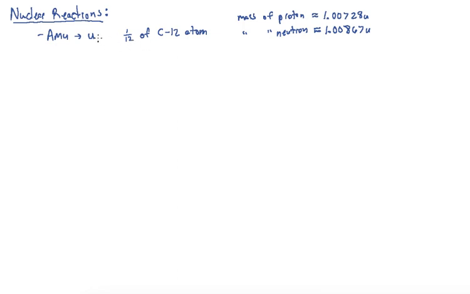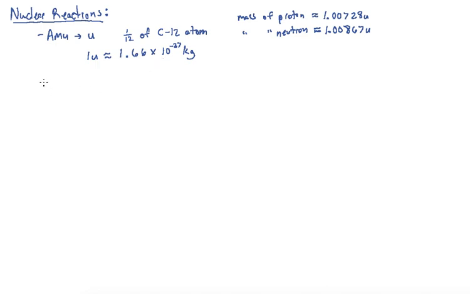And then, of course, just so you can do some conversions, you need the equivalence of one u, and it's about this. You can get more decimal places if you look in your book or other sources, but it's about 1.66 times 10 to the negative 27 kilograms. So it's a really, really small amount, which makes sense because protons and neutrons are really, really small.